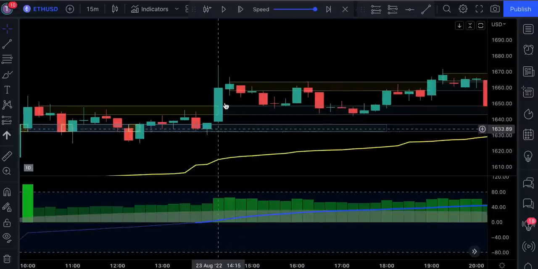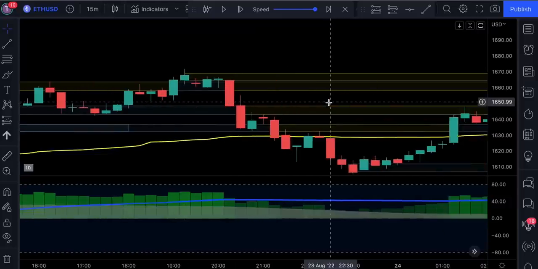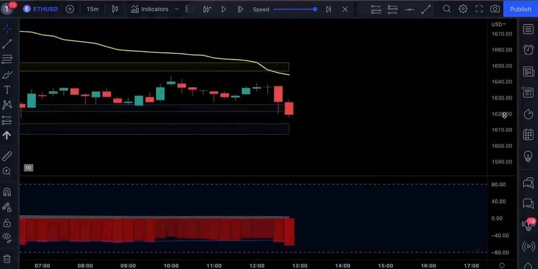Also, I'd highly recommend you to avoid candlesticks like this. These sharp moves usually result in a pullback. Okay, now let's understand the rules for entering a short position.